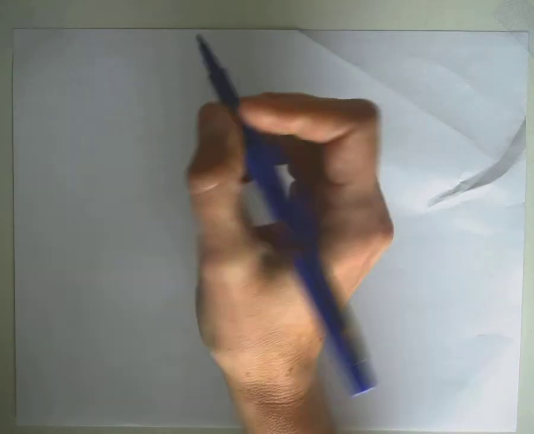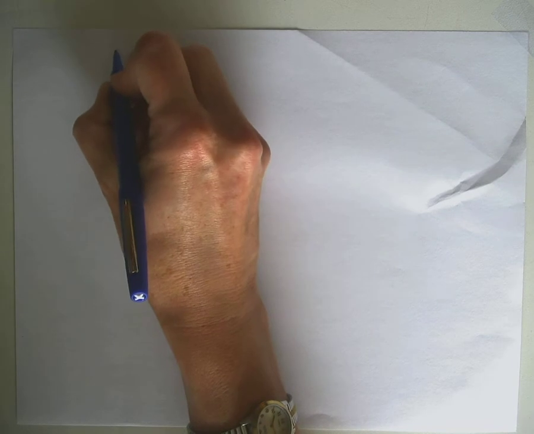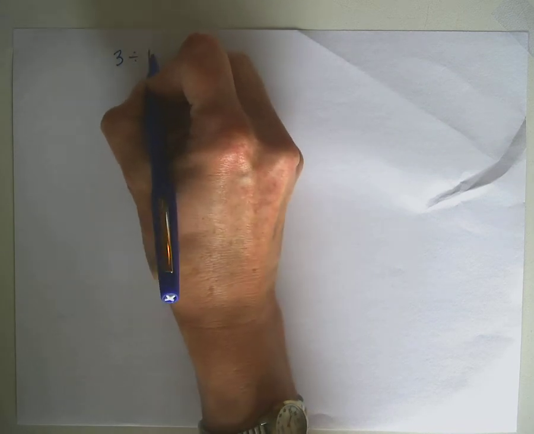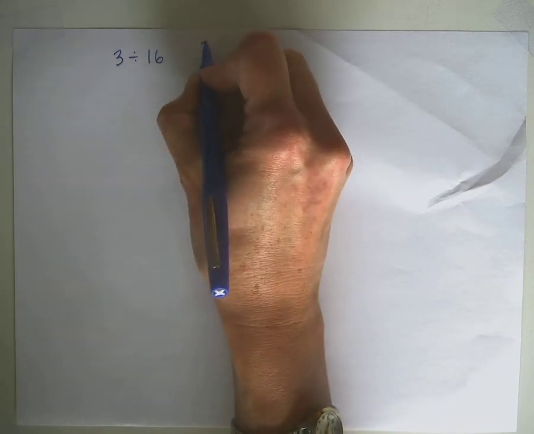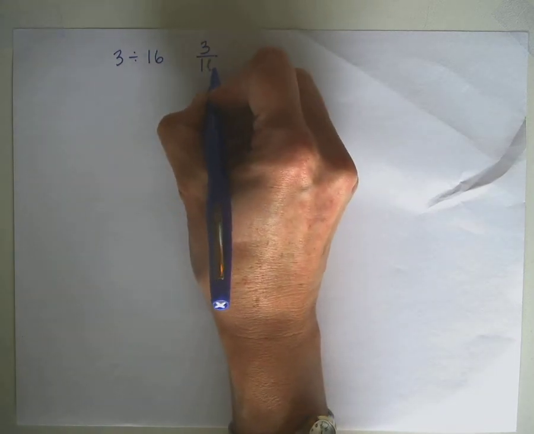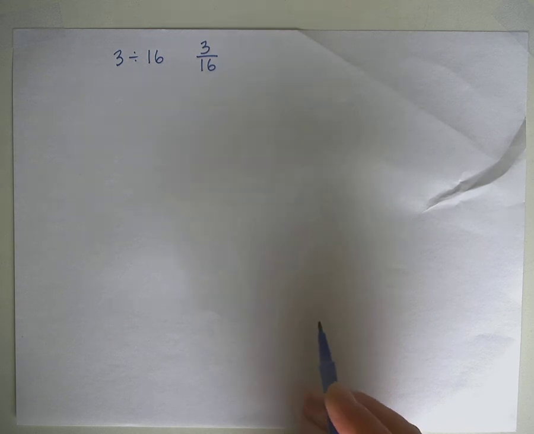Okay, I'm going to do the same division problem I did in the other video, the traditional way, but I'm going to do it the box method way. So you can use either method. So we had 3 divided by 16. And remember, 3 divided by 16 could also be seen as 3 over 16, because remember, all fractions are division problems.